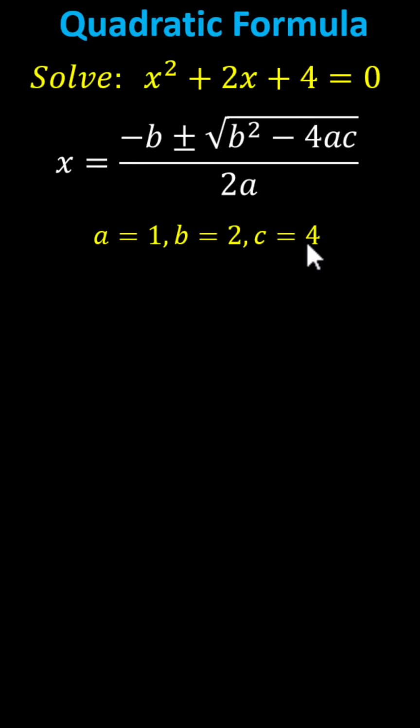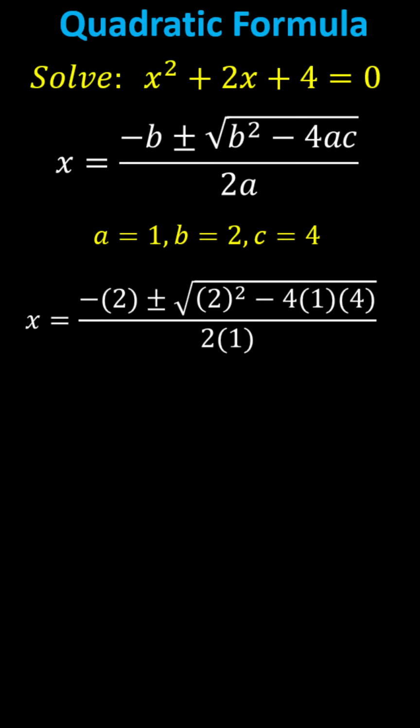And now we substitute the values for a, b, and c into the quadratic formula, which gives us x equals -2 plus or minus the square root of the quantity the square of 2 minus 4 times 1 times 4, all divided by the product of 2 and 1.